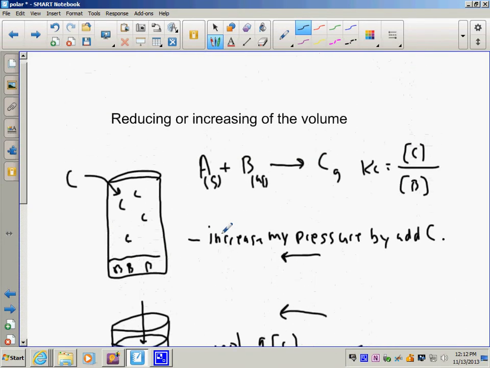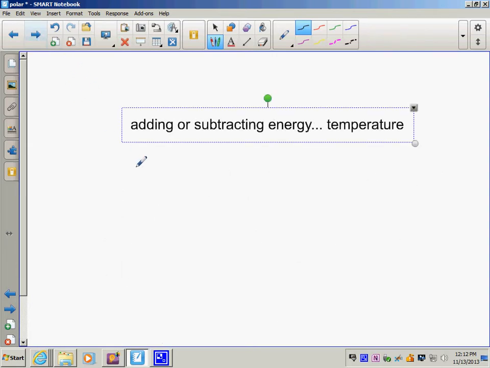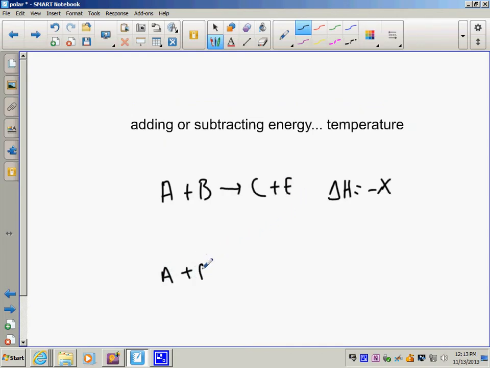The last thing we're looking at here is quite simple, and that is, what if we're adding and removing temperature? So let's say we have A plus B yields C. Let's say this reaction happens to be exothermic. I could show that in two ways. Delta H equals a negative X, and the fact that it is negative means it's exothermic, and I'd have energy on the product side. Or I could have A plus B yields C, and delta H equals positive X, in which case it is endothermic, and reaction energy goes on this side.